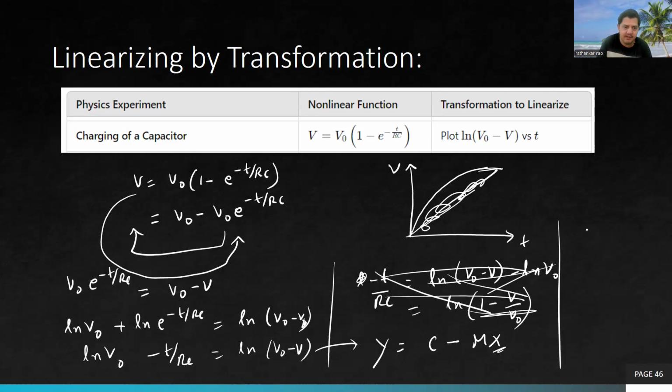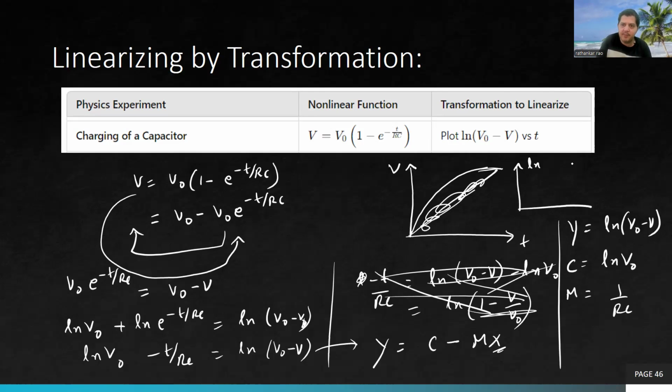Let me write down the parameters. Your Y here should be equal to ln of (V0 minus V), and C here is ln V0, and M here is nothing but 1 by RC. So now if I plot a graph of this Y versus X, I'll get it like this. Y here is ln of (V0 minus V), and this is your t.